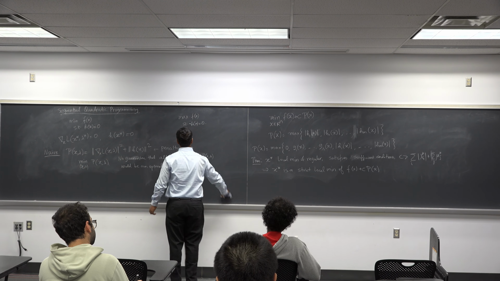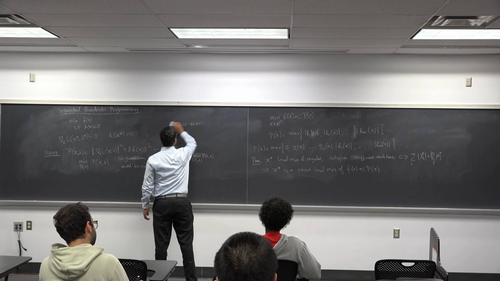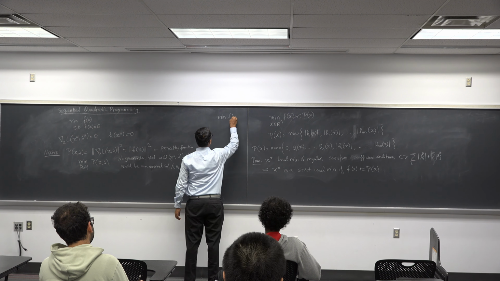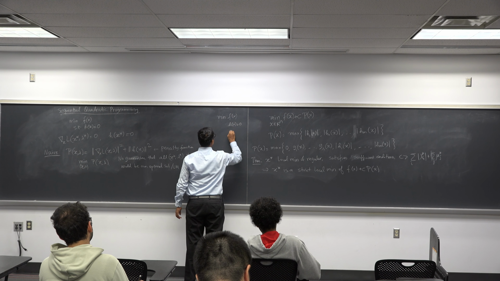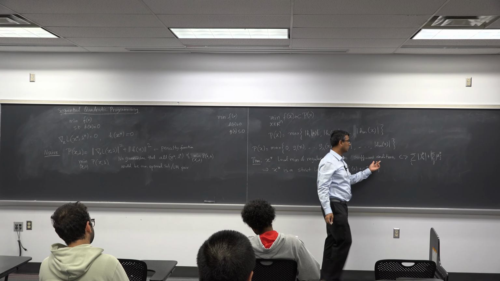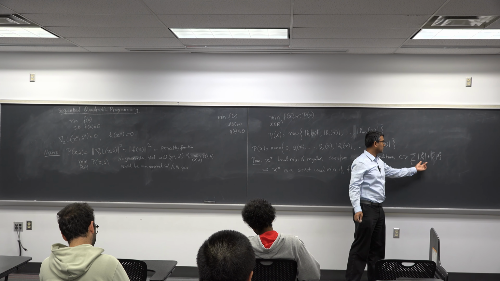Oh, I haven't written the problem with inequality constraint. So min f(x), h(x) equals 0, g(x) less than or equal to 0. So I have this problem. X star is a local minimum. X star is a regular point. X star, lambda star, mu star satisfies sufficient conditions for optimality, and c is sufficiently large.